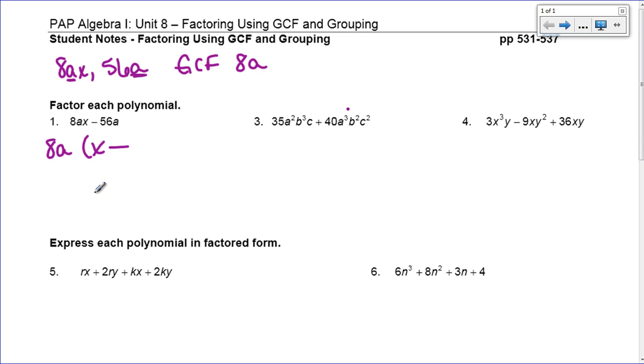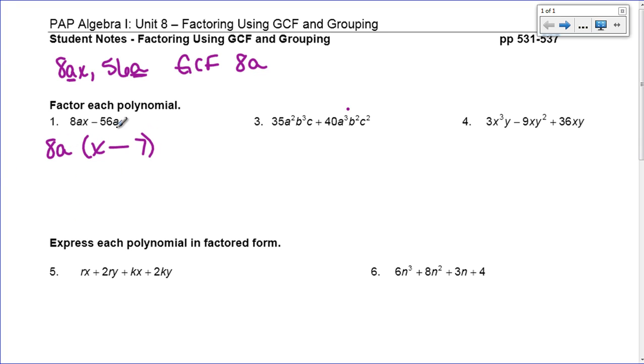My minus sign is going to stay. Now, 8 times something has to give me 56. I need the something to go here. Well, 8 times 7 is 56. So when I multiply those, check. And here is the a I have out here already. And I don't need to put it again because I only needed one a to begin with. So my a is already here. So those are my two factors.